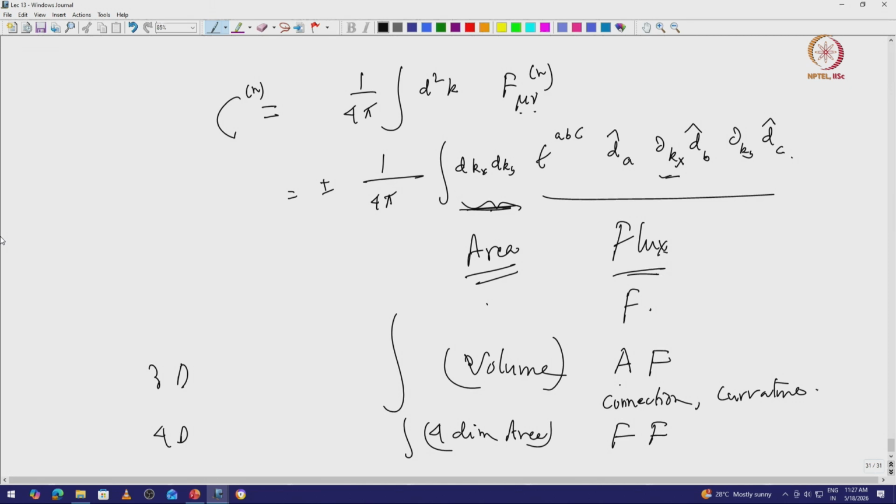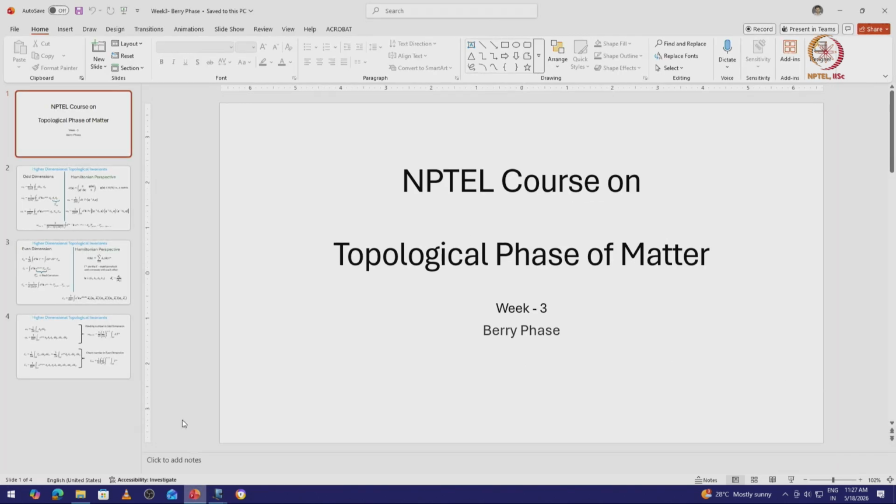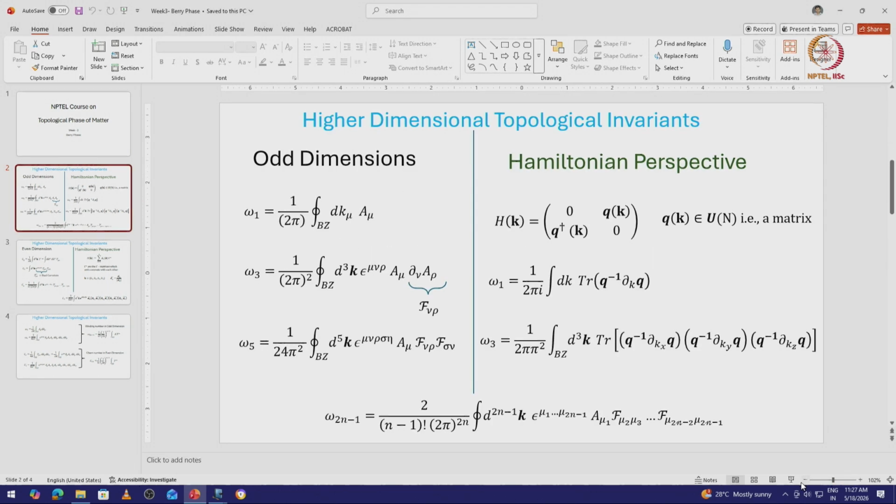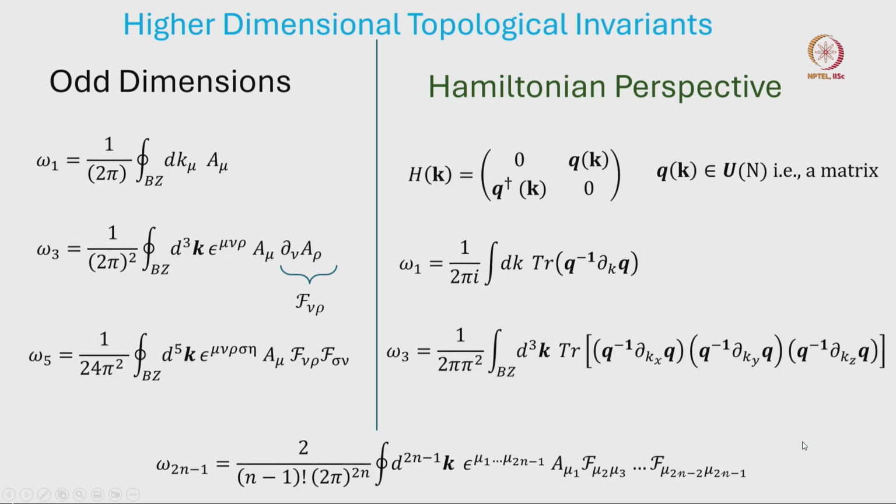So, I am not going to derive those things in high dimension, but I am making this analogy and one should be able to see these expressions. Higher dimensional topological invariants. Okay. So, for 1D, we find this line integral of the connection. So, in 3D, some normalization is there to make this an integer, and we will have the connection times the curvature. Okay. Or there is actually an antisymmetric product, because volume is an antisymmetric product.